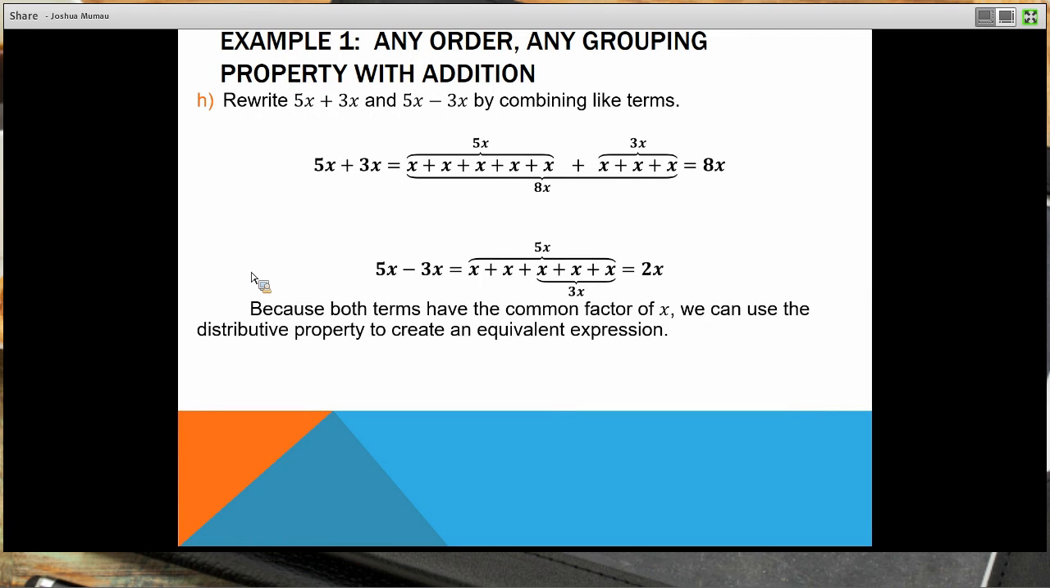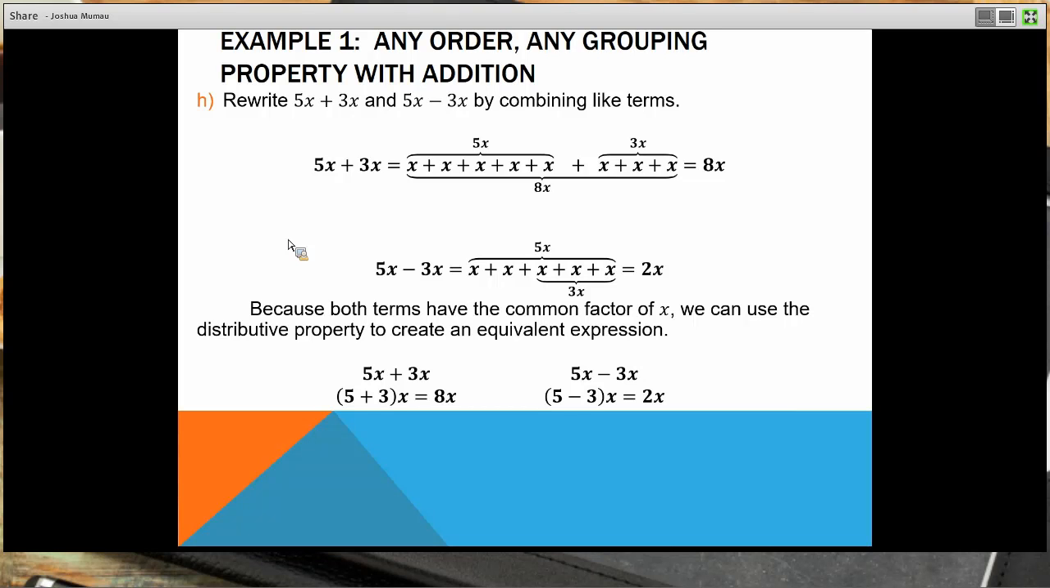Because both terms have the common factor of x, we can use the distributive property to create an equivalent expression. So for instance, for 5x plus 3x, we can pull a 5 and a 3 into its own little quantity. Because both terms have an x, we can pull that x out from 5x and 3x. Take the x away from both of them. So it's like the distributive property, except in reverse. What common factor do both of these terms share? They both share an x. We can pull the x out and group the 5 and 3 together.